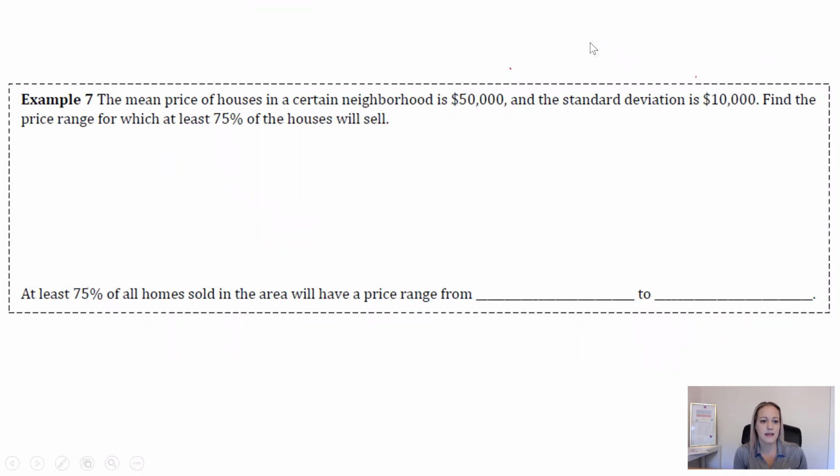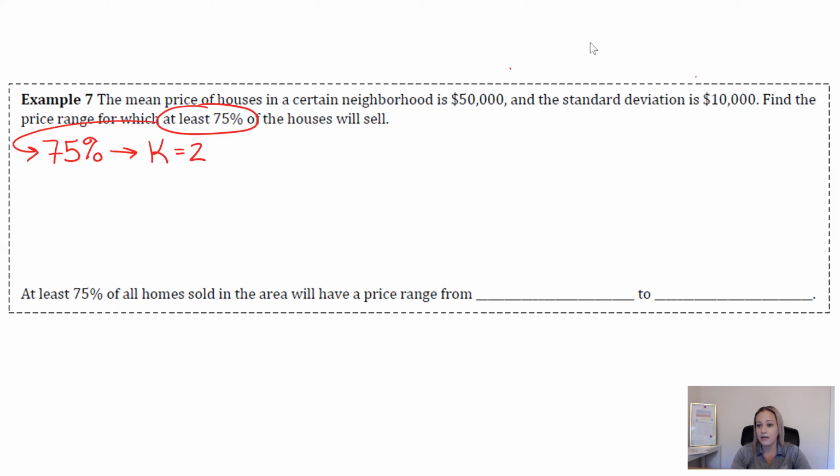Example 7 says that the mean price of houses in a certain neighborhood is $50,000 and the standard deviation is 10,000. Find the price range for which at least 75% of the houses will sell. So we're looking for a range of values, and we see a key phrase in here: at least 75%. That's your key word. For at least 75%, you want to know what the k value is that goes with that. That's why I showed you that little cheat box on the previous slide. So for 75%, that tells us that k is equal to 2.